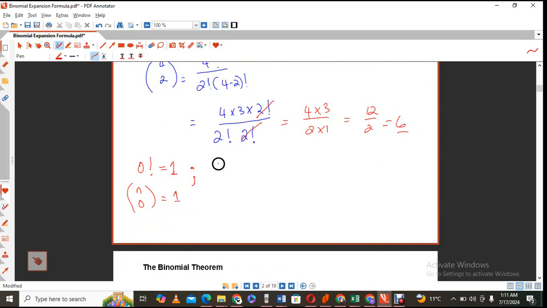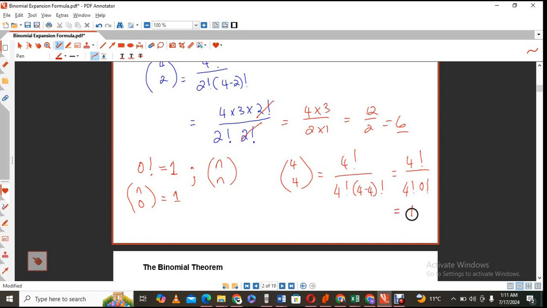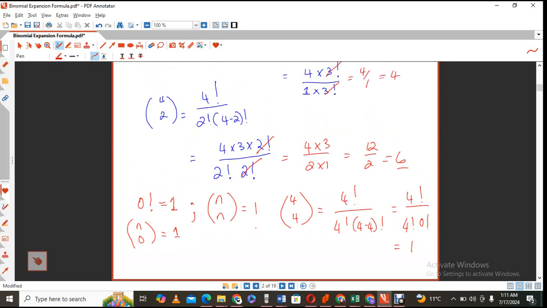What is it that we also need to know? What will this scenario be? Like if I have 4 choose 4, for example. Now remember, it's 4 factorial over 4 factorial and then 4 minus 4 factorial using our formula up there. So that's 4 factorial over 4 factorial times 0 factorial. Now remember, I said 0 factorial is 1, and so basically this whole answer is 1. So this is also 1. Very important that we know that and we work from there.